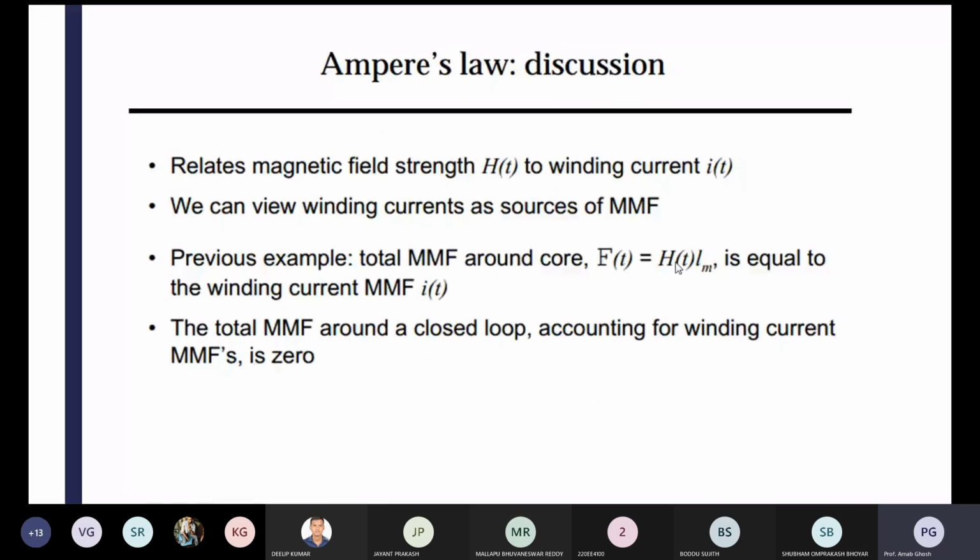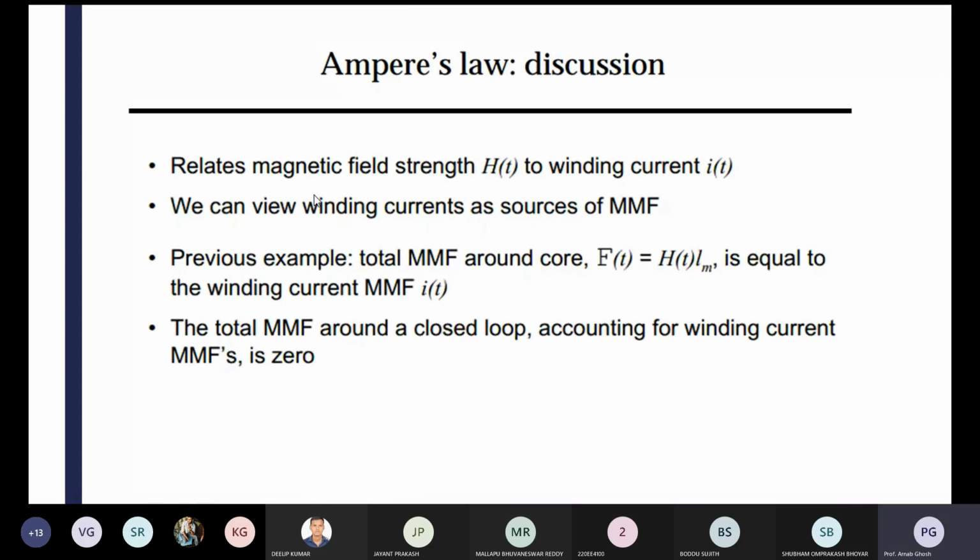Ampere's law discussion. What can we discuss from that law? It relates the magnetic field to your current, but there are some limitations. There is a linear zone, after that it will saturate, and after that it does not increase as much as you want.